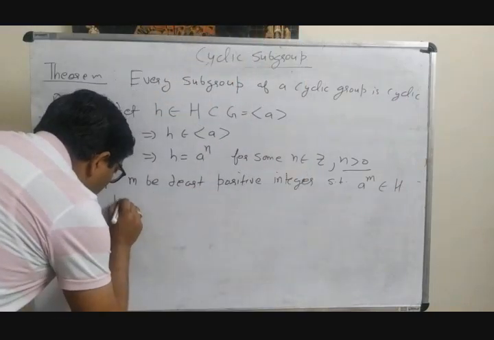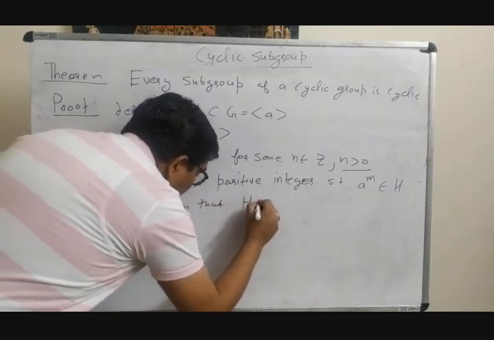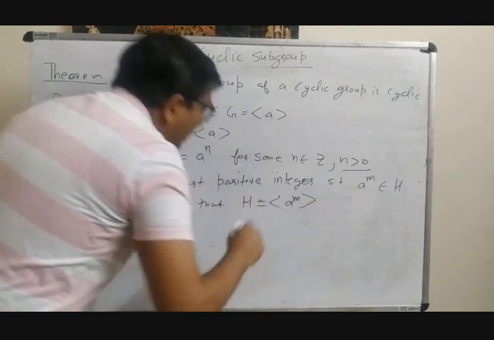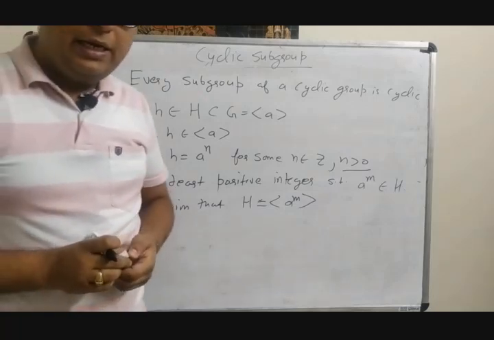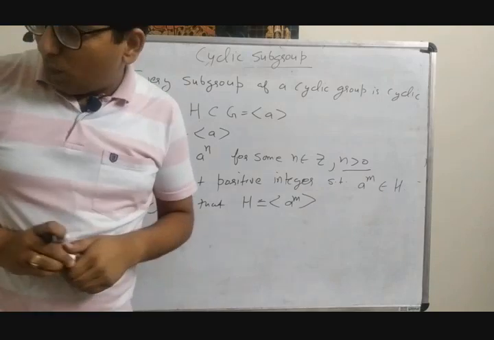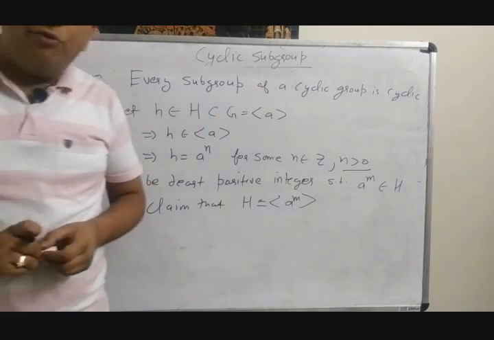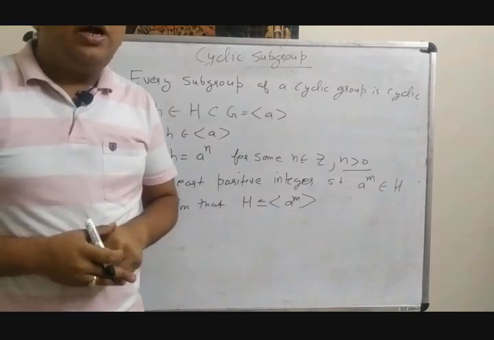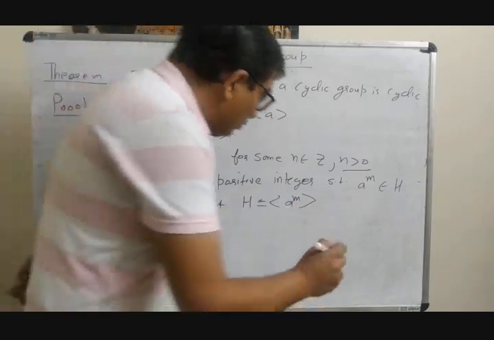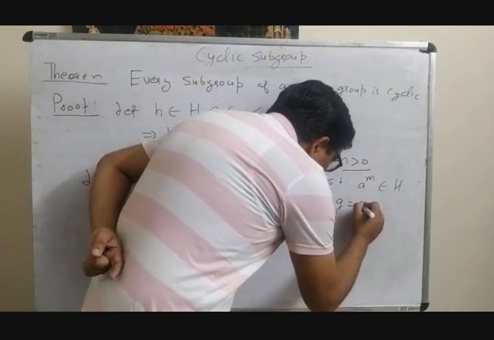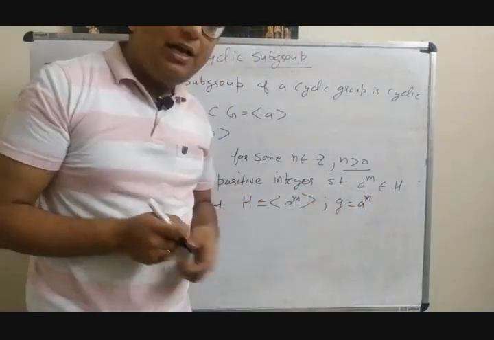Now we claim that this H is generated by a raised to power m. To prove that, we have to take any element of H and prove that it can be written as a power of a raised to power m. So, for instance, we can write g equal to a raised to power m. So what we want to prove is that this H is generated by g.